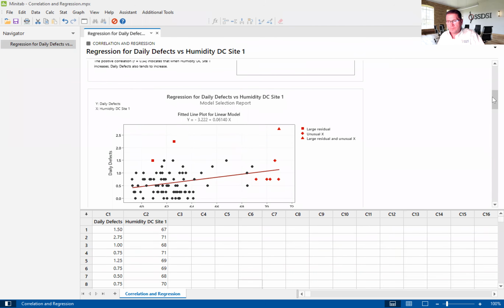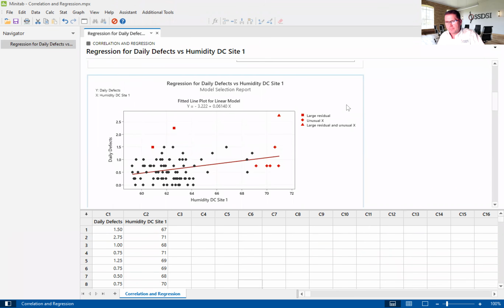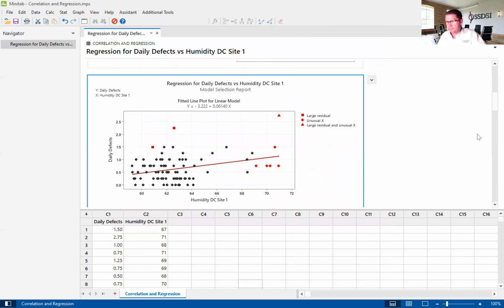Okay, we come up to our model selection report. And this really just talks about the model that was selected. So this was a fitted line plot. It fit a linear model. And again, you see your large residuals, your unusual X's. So, quite a few of these that we might need to go out and investigate.